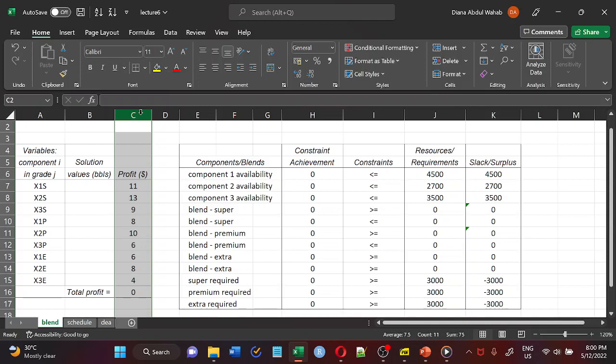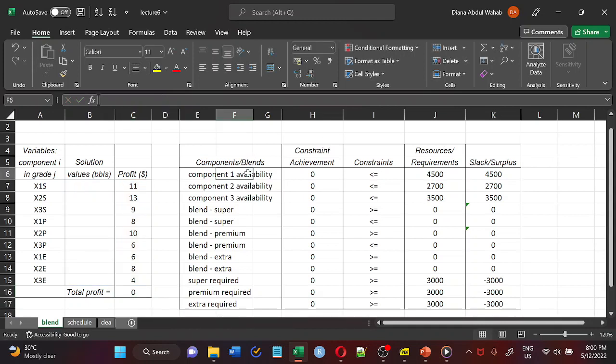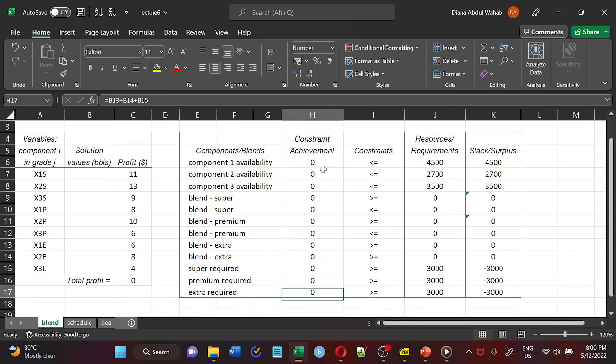We need this information in order to achieve the maximum profit. And this maximum profit, the formula is the SUMPRODUCT of column B multiplied with column C. So whatever amount you have on each of these, x1s until x3e, you multiply with the profit. We put all the constraints on column H basically. And for this, each of the formulas will be different depending on how you write the equation.